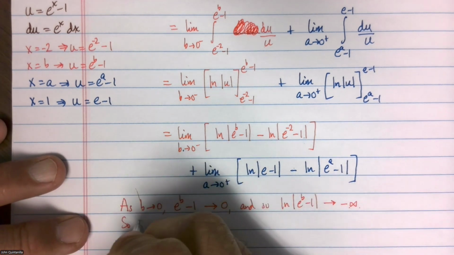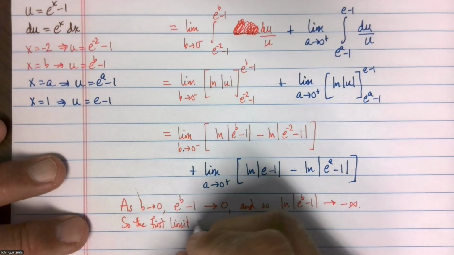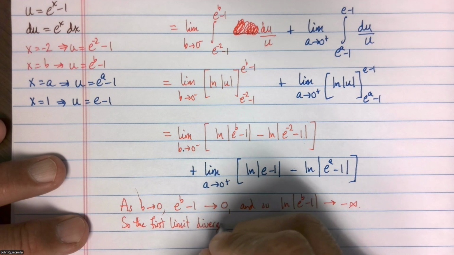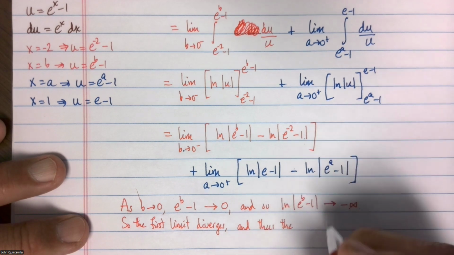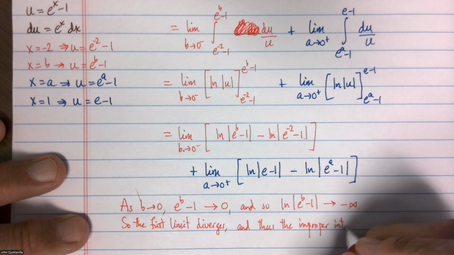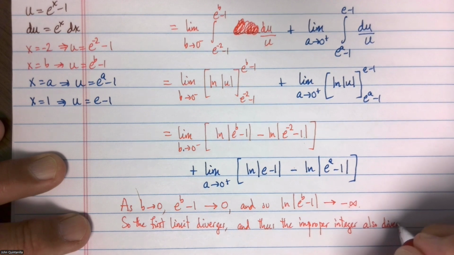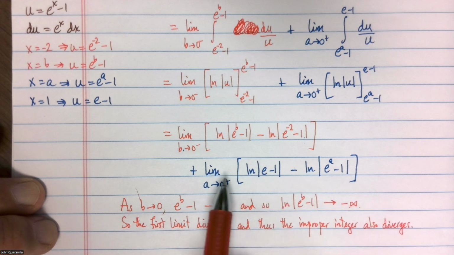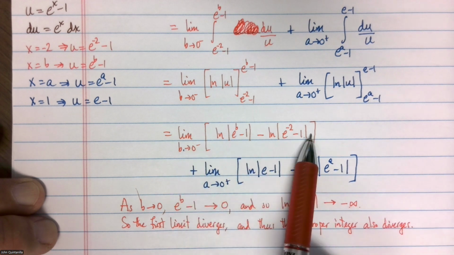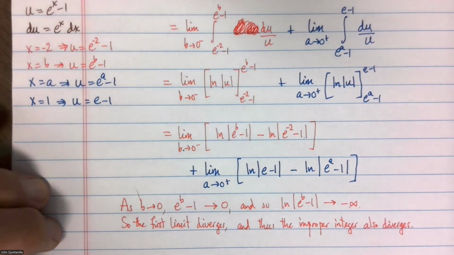So the first limit diverges, and thus the improper integral also diverges. Okay, and I could also figure out the one in blue, but there's no point. One of them diverges, and therefore the original integral also diverges.